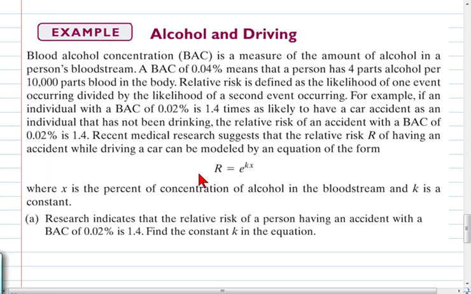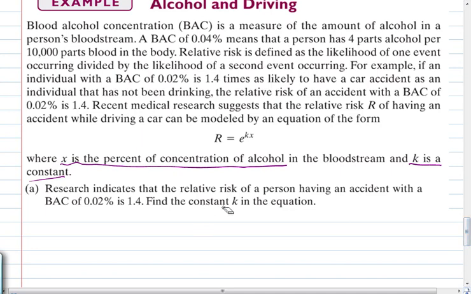Recent medical research suggests that the relative risk of having an accident while driving a car can be modeled by this equation right here, where X is the percent concentration of alcohol in the bloodstream and K is a constant. Our first step here is going to be to find the constant K in the equation. Research indicates that the relative risk of a person having an accident with a blood alcohol concentration of 0.02% is 1.4. Starting with this equation, we have R equals e to the Kx. X is the percent concentration, so we get 1.4 equals e to the K times 0.02.